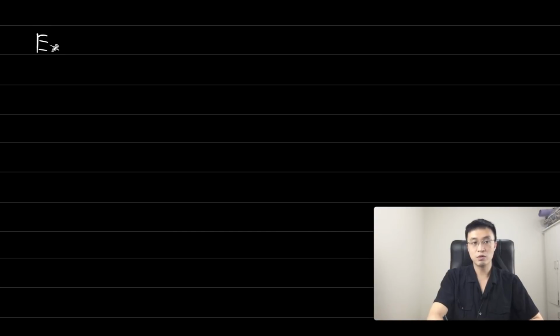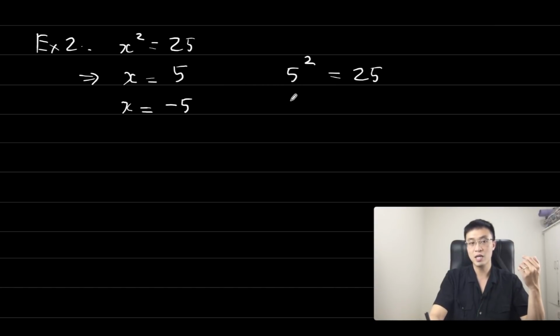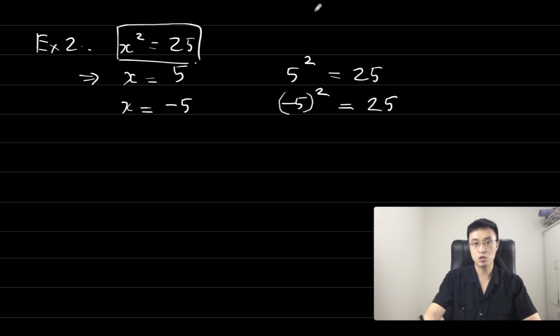Another example you can figure out is x squared equal to 25. It's very easy to figure out that x will be equal to 5. And another solution you will write is x equal to -5. Why? Because we have 5 squared equal to 25, and -5 inside the parentheses with the square outside also gives 25 as the final result. Another way to figure out the solution of this equation is using the square root symbol.